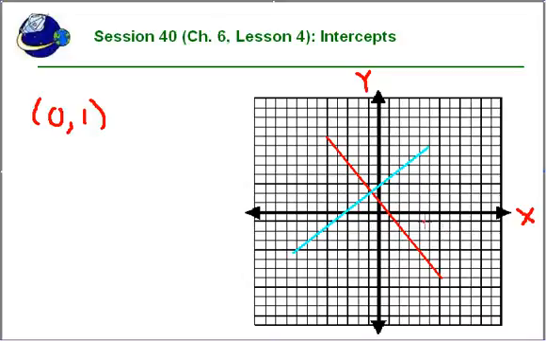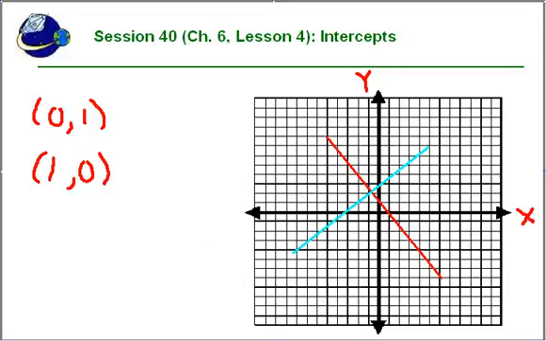Likewise, for the x-intercept, what does the value for y always have to be at the x-intercept? Wherever any line crosses the x-axis, the y value has to be 0. So in this particular case, our x value is 1 and our y value is 0. This also is the x-intercept, 1, 0.